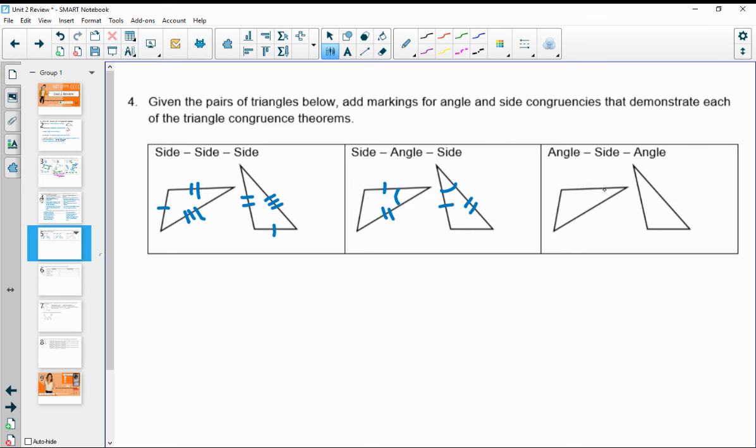And then angle, side, angle. So if I want to use this as my side, then I just need to make sure I have the angle on either side of it. So if I want to do this angle and this angle, then this one is corresponding to that, and this one here, so this would be angle, side, angle. And you can have picked different sides, just have to make sure you have the correct parts included.